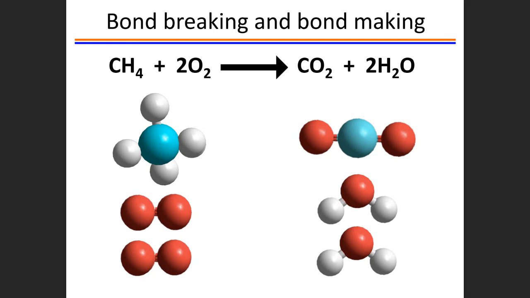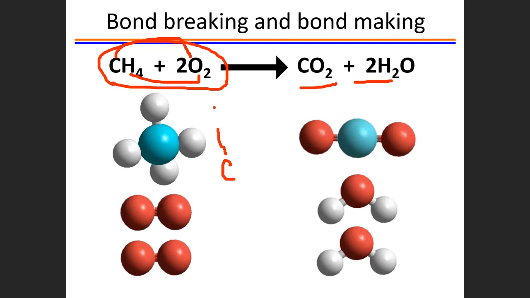Now if we look into this reaction, methane plus oxygen, we know that carbon dioxide and water molecules will form. But this is not all. Before making carbon dioxide and water, first we need to break the bonds of methane and oxygen. Like here, we already learned that this methane is bonded with the carbon, correct?